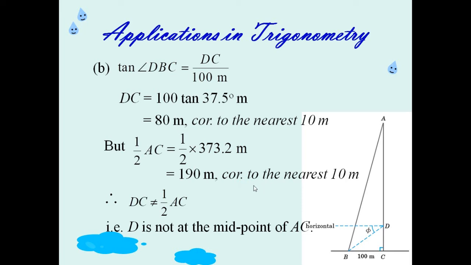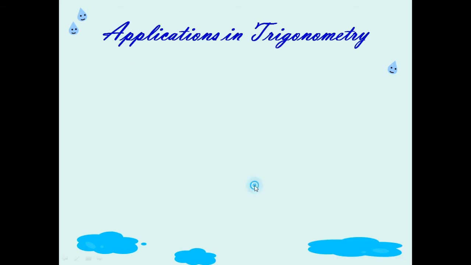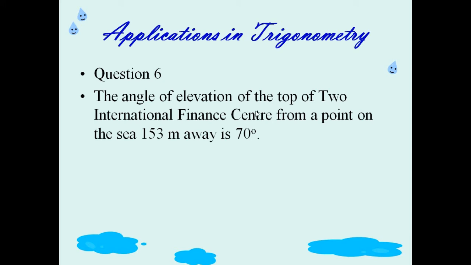Let's try similar questions. In question 6 here, the angle of elevation of the top of the International Finance Centre from a point on the sea level 153 meters away is 70 degrees.